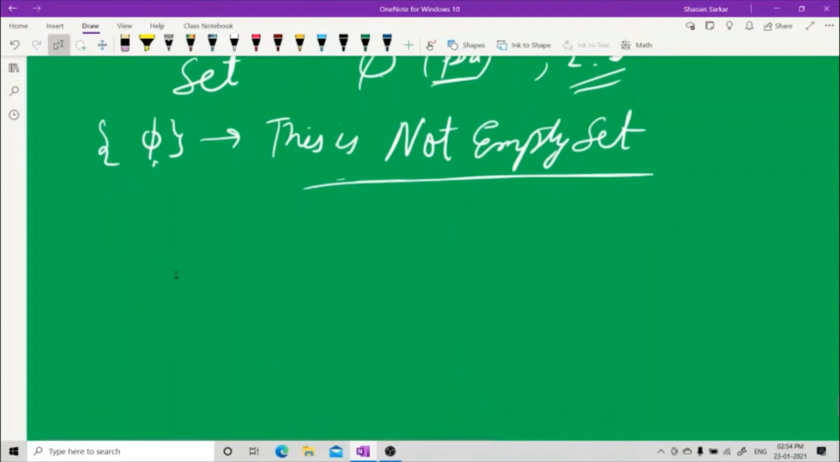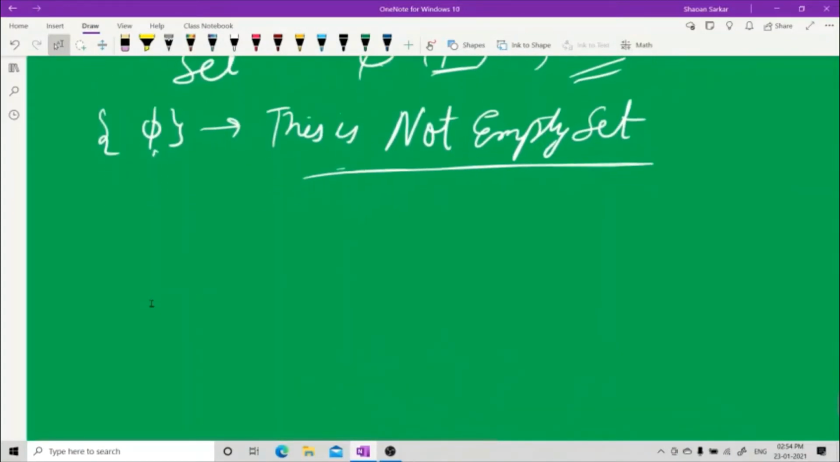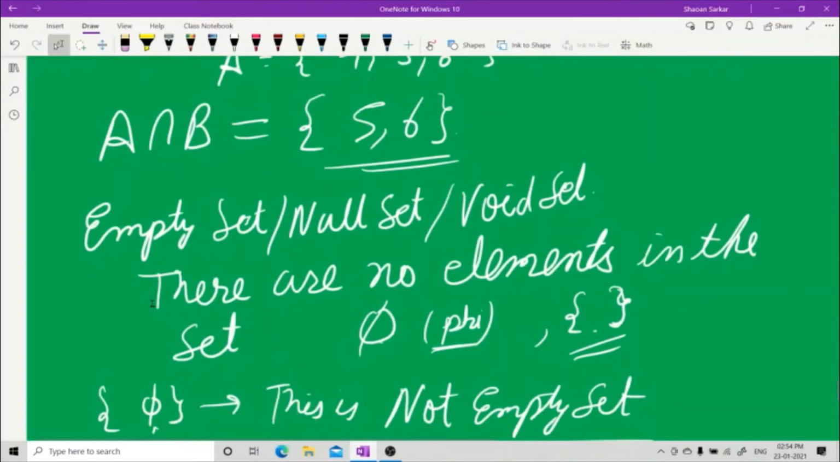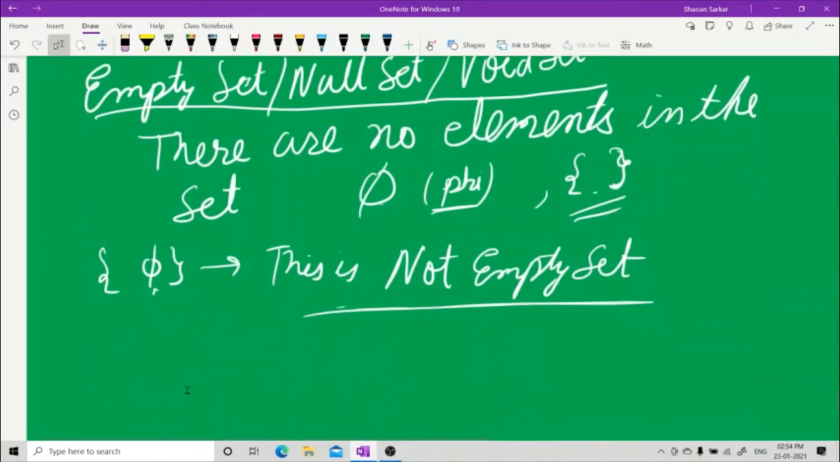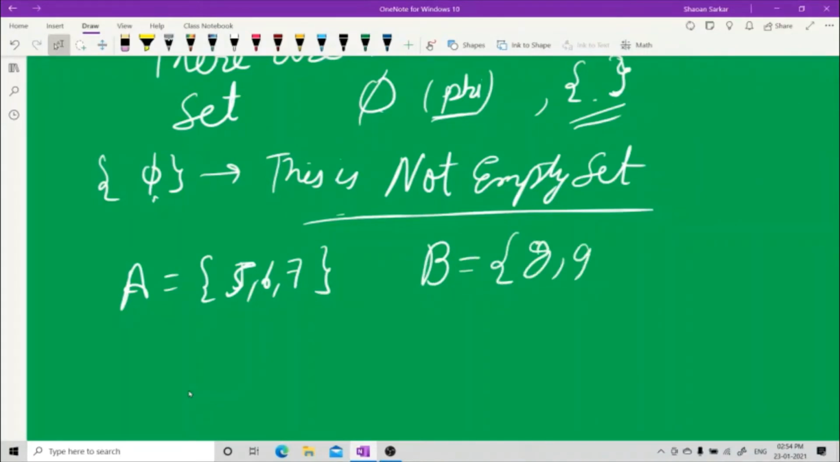Now the thing is, why did I explain the null set, the empty set or null set? Why did I explain it? Supposing I have a set A which has 5, 6, 7, and I have a set B which has 8, 9 and 10. Nothing is common. A intersection B, nothing is common. Here nothing is common, so we will write phi. That's all.